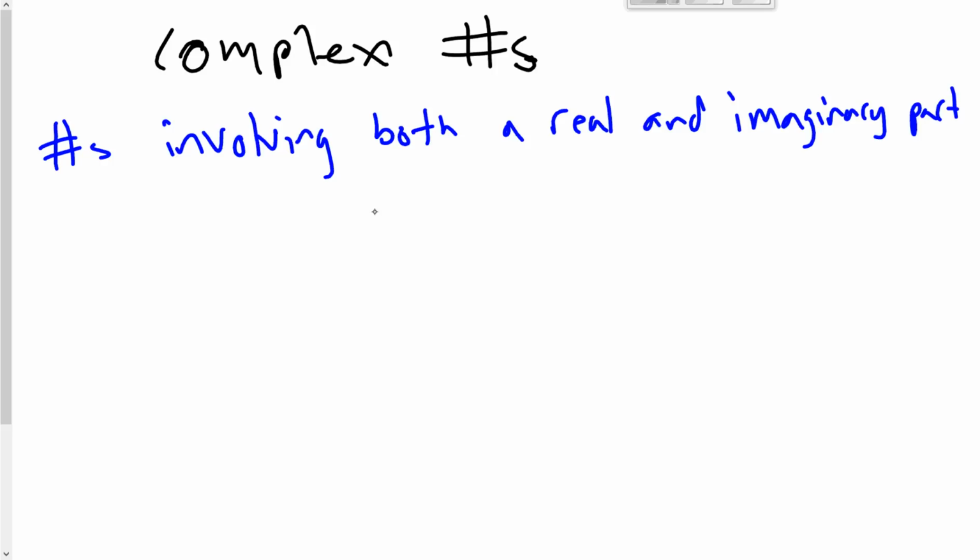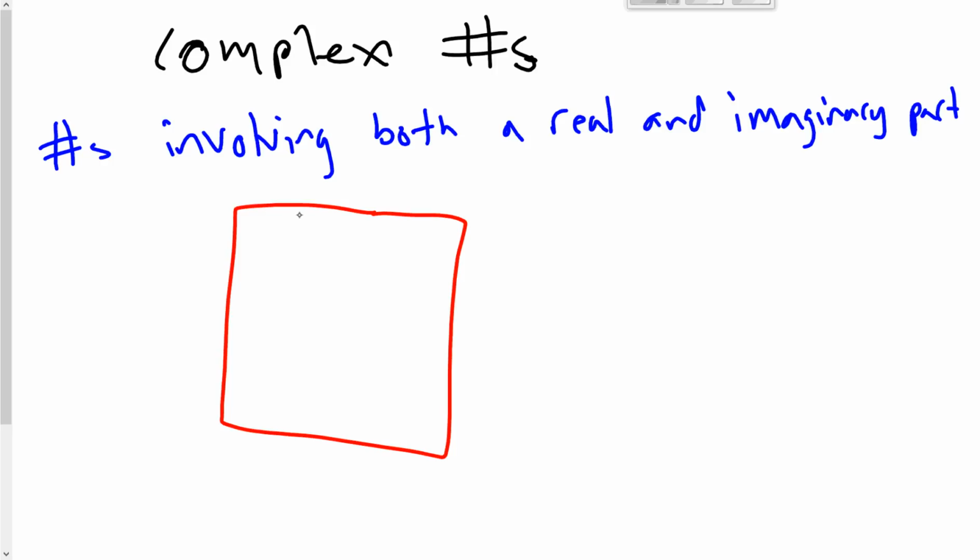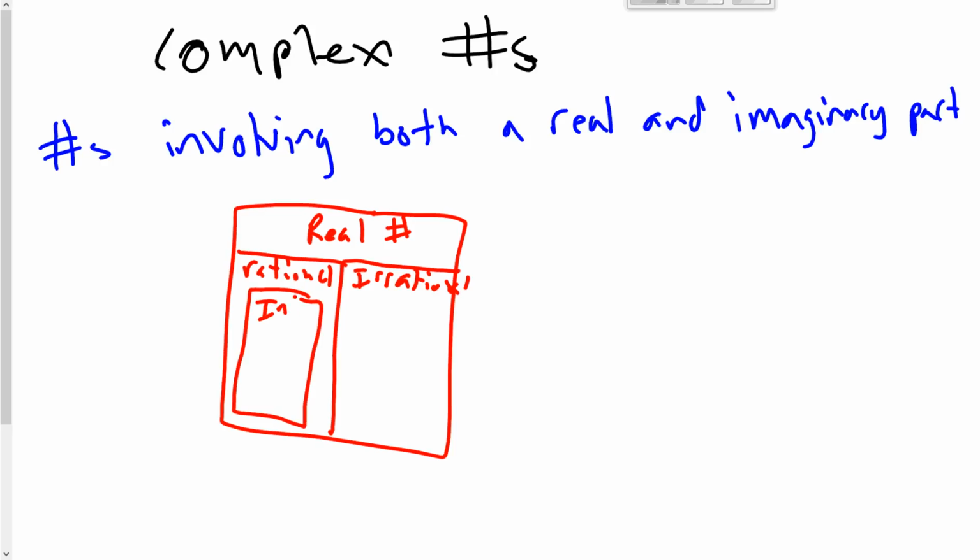So we have our real numbers. And inside our real number system, we have both rational and irrational. And inside rational, we have integers. And inside our integers, we have whole numbers. And inside whole, we have the natural numbers, our counting numbers. Well, the complex number system is just an extension of the real. So we have our real numbers, and then we have complex numbers.